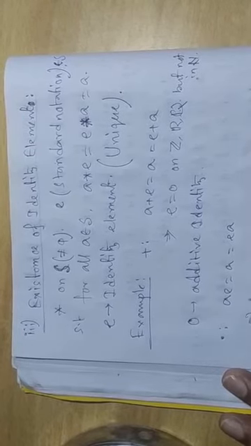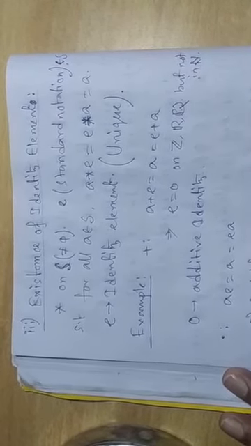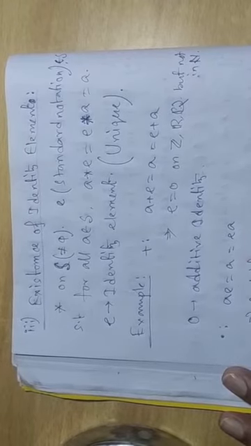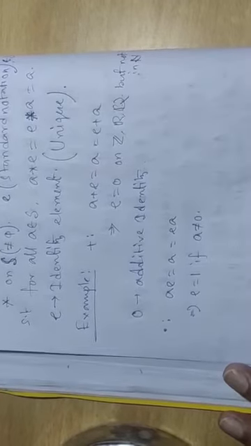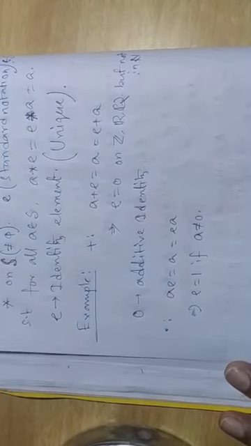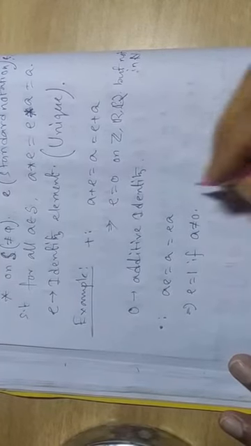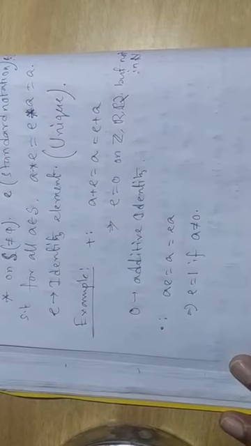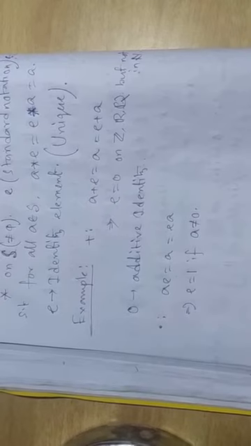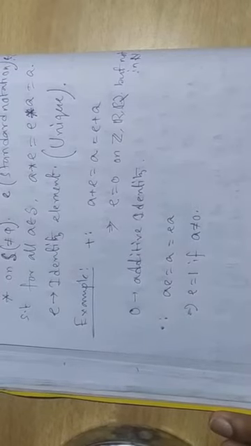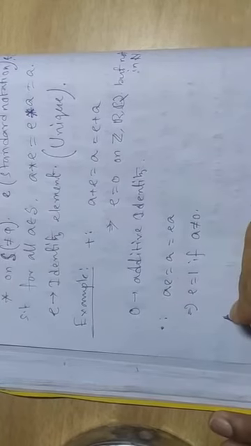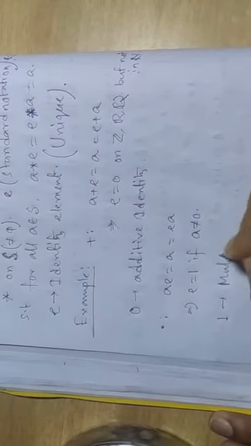So we can say E will be 1 if A is not equal to 0, because we have to cancel out A. If A is 0, then we cannot cancel it out. So for A not equal to 0, we can say E will be 1. So in most of the cases where we are defining multiplication on those sets, usually E will become 1. Okay, so this is the identity element in case of multiplication. That's why it is called the multiplicative identity.